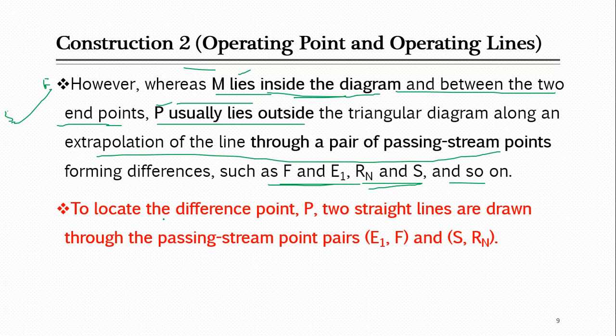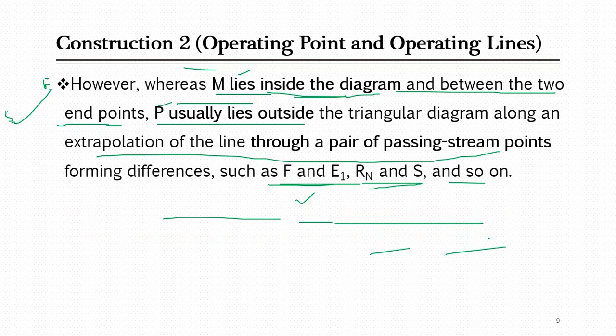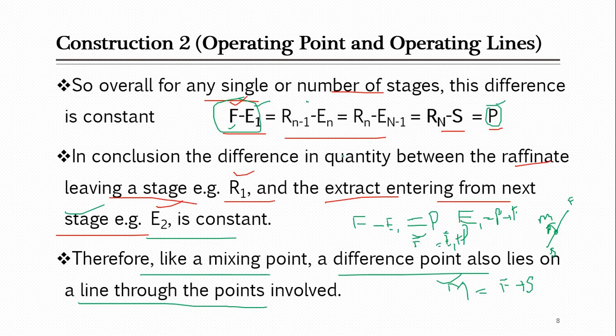So in order to locate this difference point, suppose we have to locate P, where does P lie and how can we find it? For locating P you have to draw two straight lines. And what are those two straight lines? If we apply the balance on the overall system, you remember that you will get two pairs, one is F and E1 and the other is S and Rn. Just go back and look at this slide, on the top, in bold face: F minus E1 and Rn minus S is equal to P.